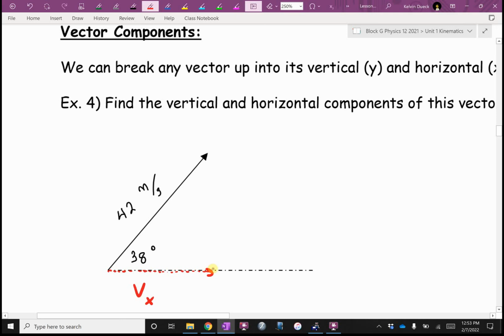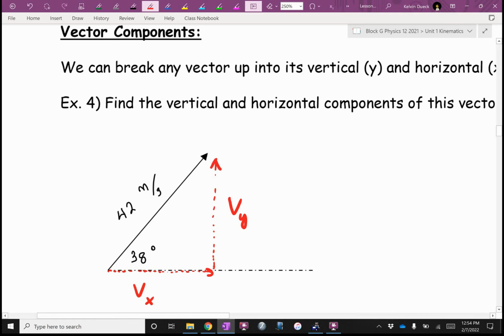And then tip to tail, I'm going to go up, put an arrow on the end of the up line, and I'm going to call that Vy. And my argument is that slanty vector, 42 meters per second at a 38 degree angle, came from those two mystery vectors when I did the Pythagoras and the trig.